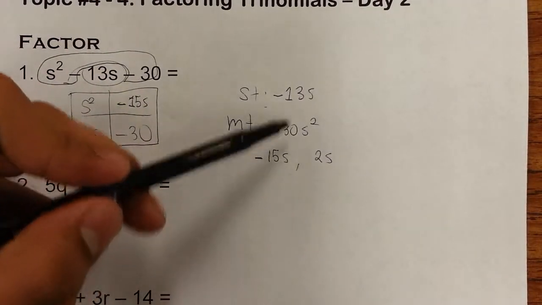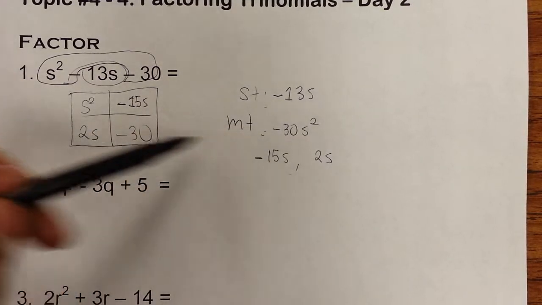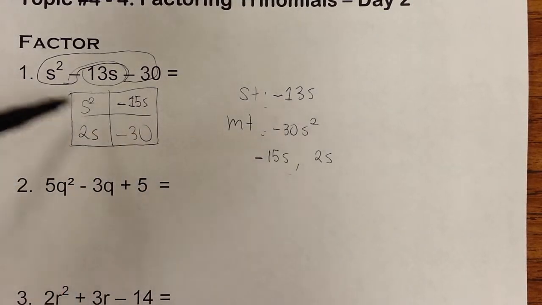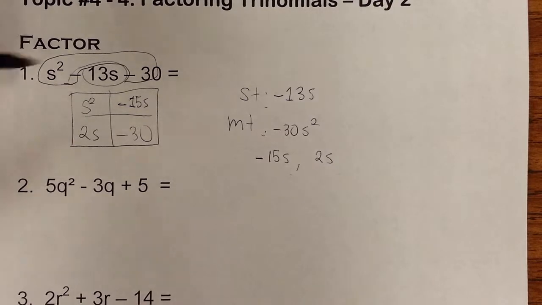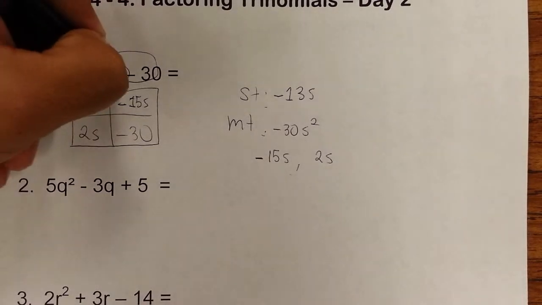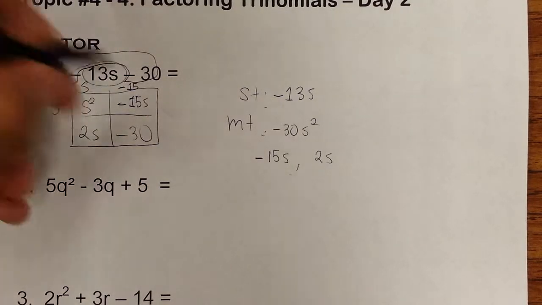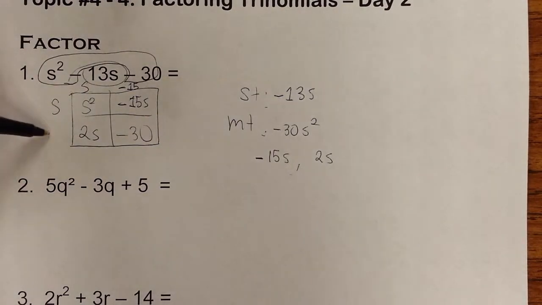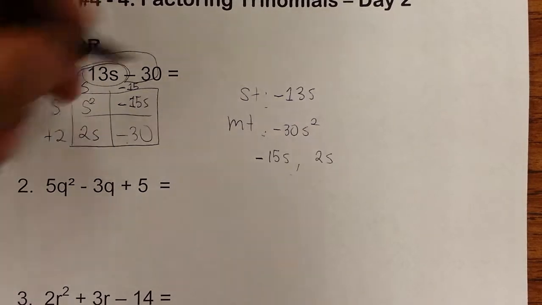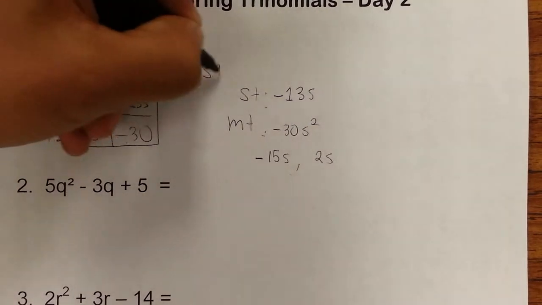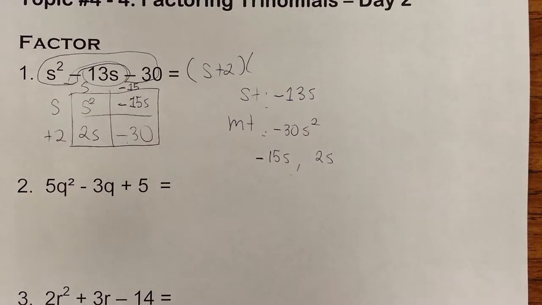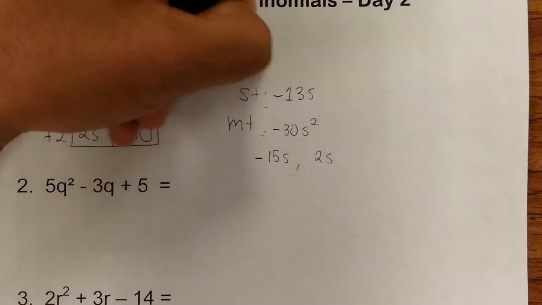If you notice, these sum up to our middle term, and they multiply out to the product of one diagonals. S times s will give me the s squared. S times negative 15 will give me the negative 15s. And then s times positive 2 will give me that 2s, positive 2 times negative 15, the negative 30, so we could write this as s plus 2 times s minus 15.